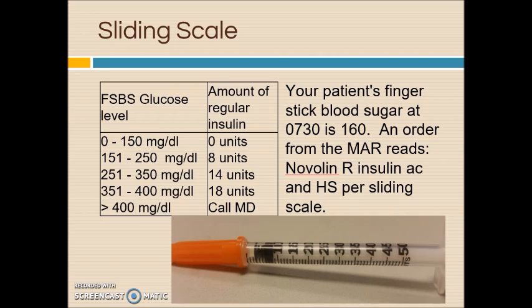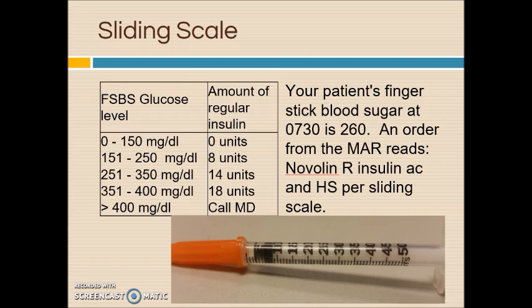For the purposes of what we're going to do, we're going to have a very simplified sliding scale insulin scale. So here it is, and the question then is, the blood sugar at 7:30 in the morning is 160, and this is the scale that we're going to work off of. So you take the 160 and you look, and you see that the person is supposed to get 8 units. You go to this drawing and you can mark off 8 units right there. And that would be the correct answer to that question.